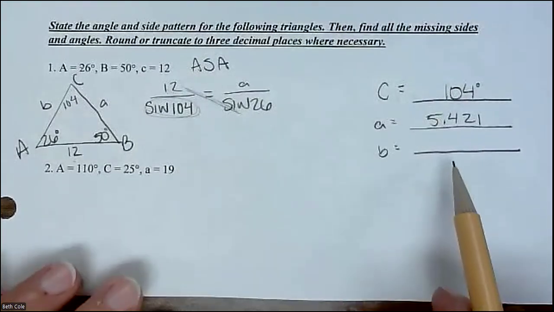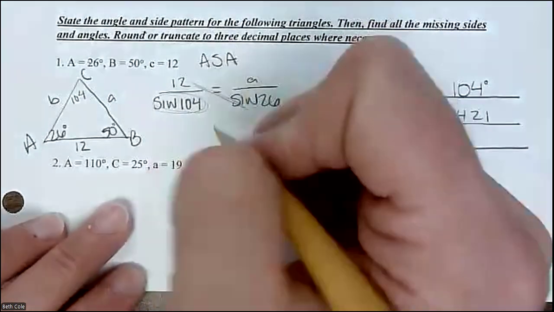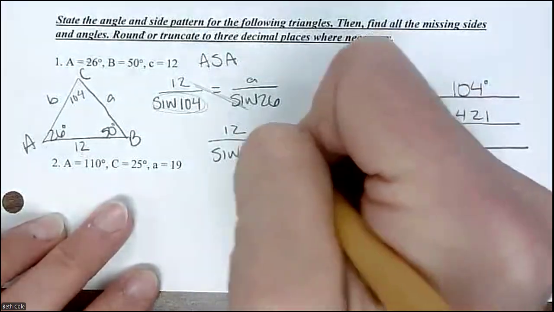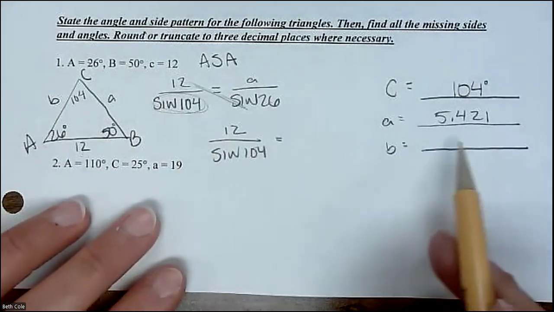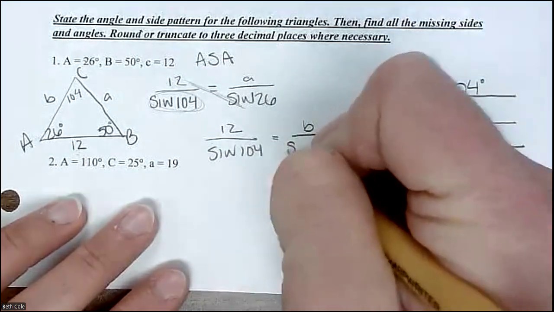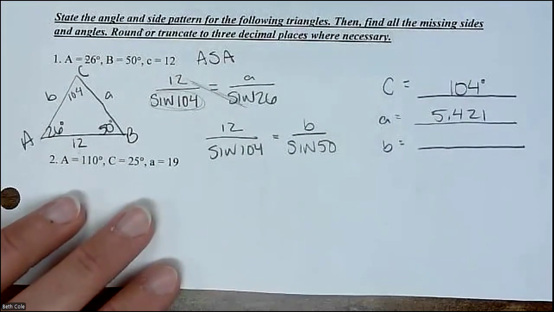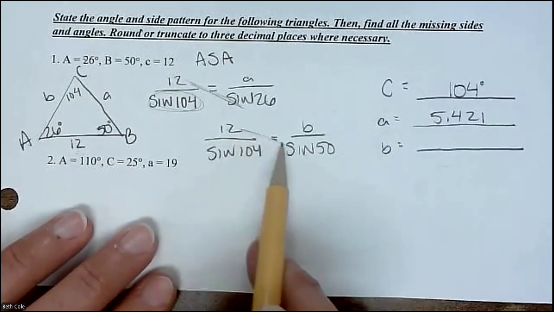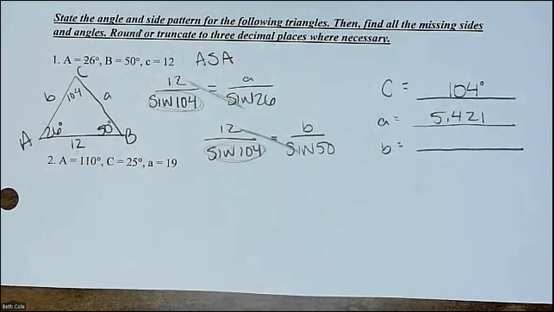Now, when I go to set up to find B, watch this. This is great. Do you see how it started 12 over sine 104? You're still doing the same problem. It hasn't changed. So, like, hey, Miss Cole, it looks like you just rewrote the same thing. Sure did. But now you have to put what you're looking for on the other side. So this side is going to be B over sine of whatever B is, which is 50. So you cross multiply and divide. It would be 12 sine of 50. You multiply these two and then divide by sine of 104. I'm not going to type it all over again.